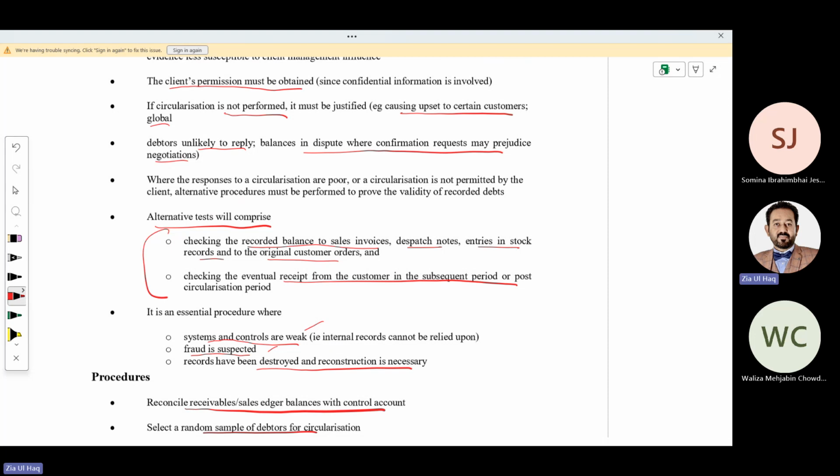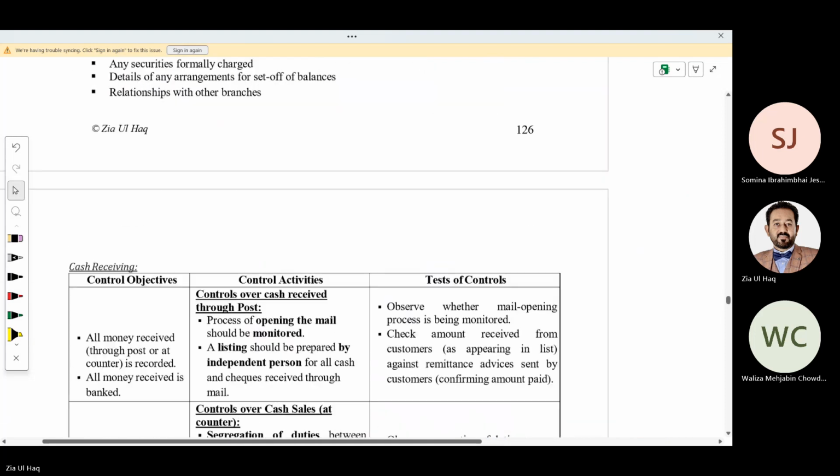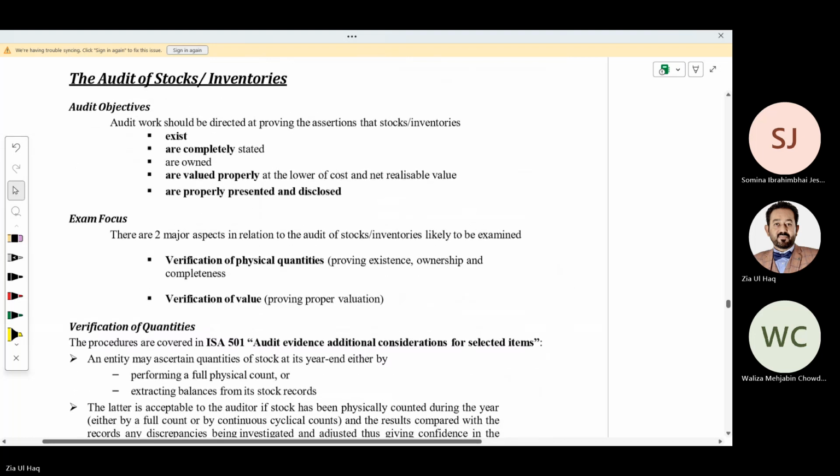So we have discussed how to audit sales. We have discussed how to audit purchases. We have discussed how to audit wages. We have discussed how to audit receivables. We have discussed how to audit payables. Let's discuss how to audit inventory, meaning stock.